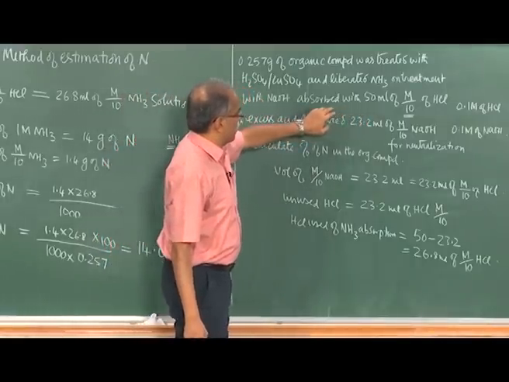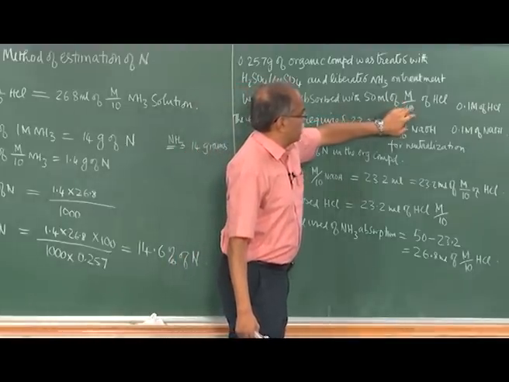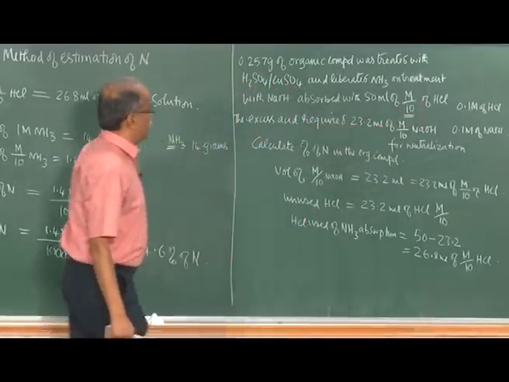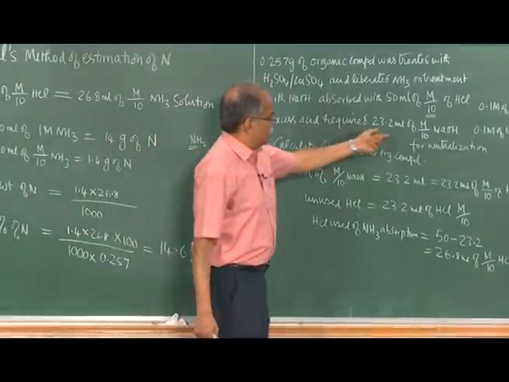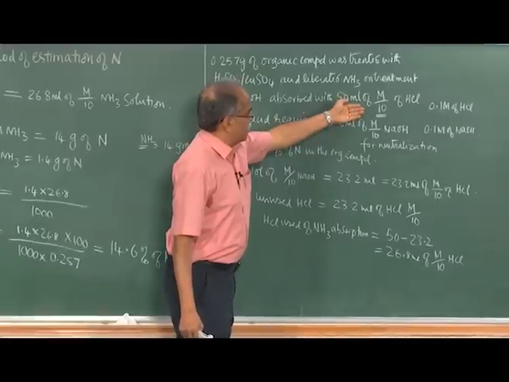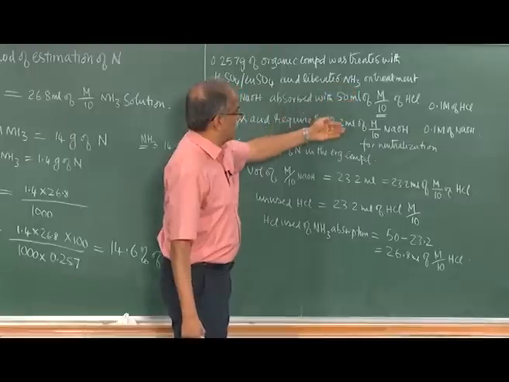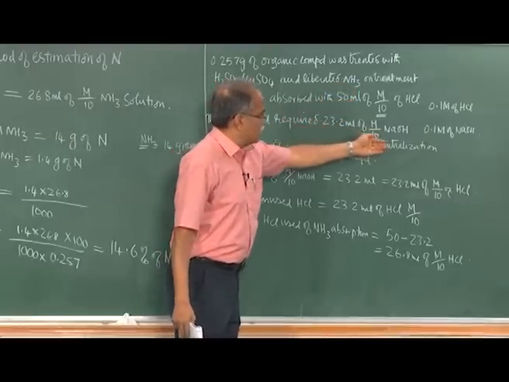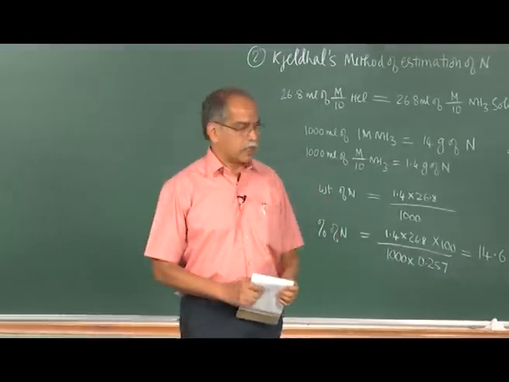How much of excess of sulfuric acid? 50 milliliters of molar by 10 concentration of hydrochloric acid. So, the excess acid required this much of the sodium hydroxide for neutralization. So, you take 50 milliliters of M/10 HCl, some of it is consumed by the ammonia that is liberated, the remaining portion is neutralized with sodium hydroxide essentially to estimate the amount of excess acid that is being present.